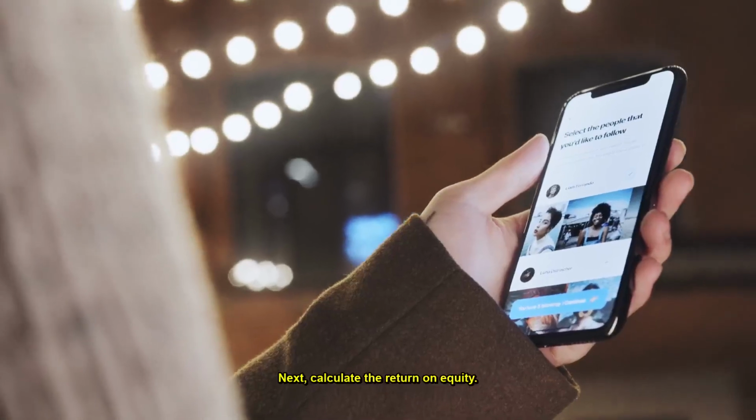Next, calculate the return on equity. This ratio indicates how effectively management is using equity to generate profit. You can find net income on the income statement and divide it by shareholders' equity.